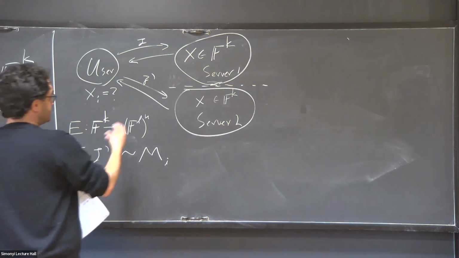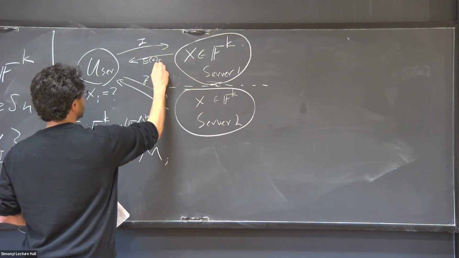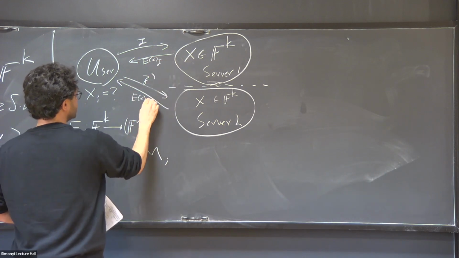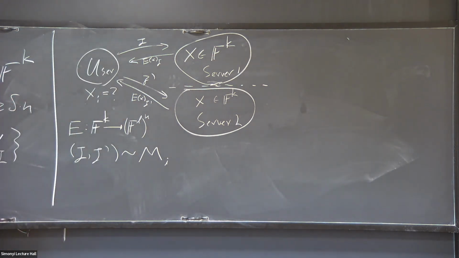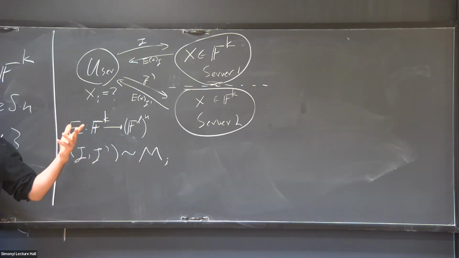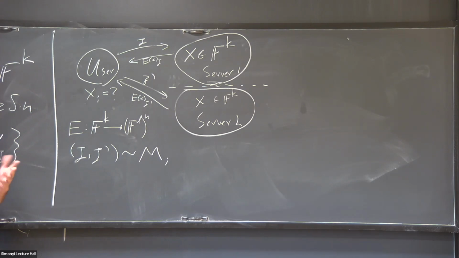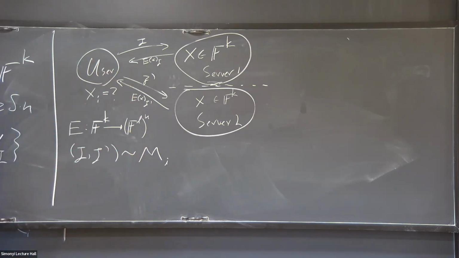and get back the Jth position, so E of X_J and E of X_J prime. And from these two values, the user can recover Xi. Right? You're just simulating the decoder. But again, if these are perfect matchings, each query has no information. If there are big matchings, then there's very little information. You're asking kind of a random location. So again, for this application, you really want these to be perfect matchings, up to this technicality.